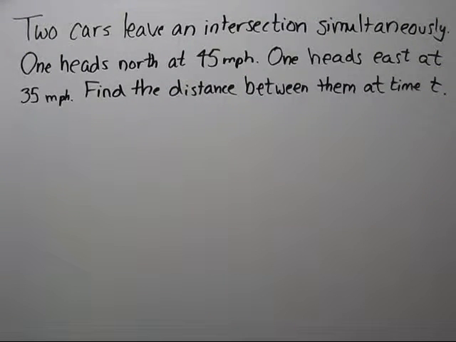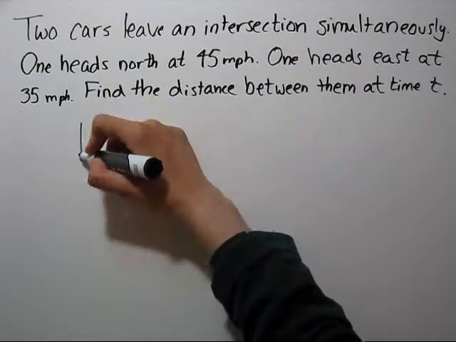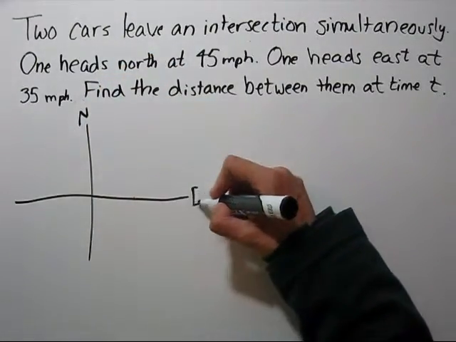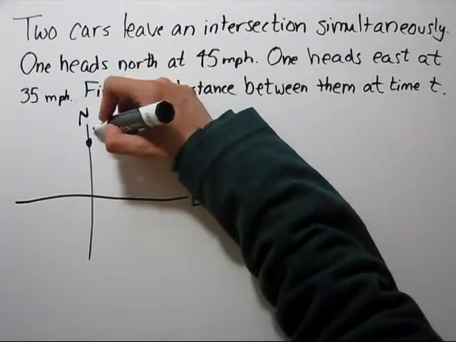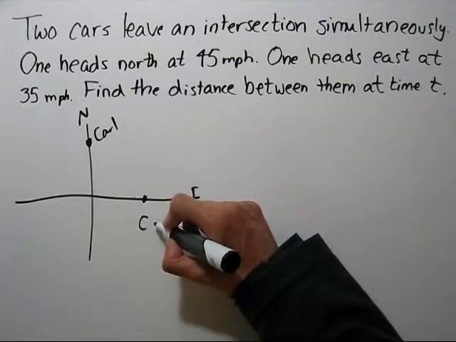Two cars leave an intersection simultaneously. One heads north at 45 miles an hour and one heads east at 35 miles an hour. And we're assuming that they're going at a constant speed. Here's north, here's east, here's car 1, and here's car 2. It's a little bit slower.